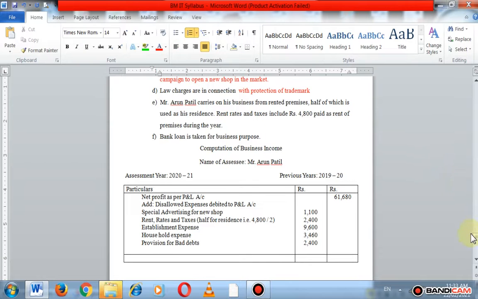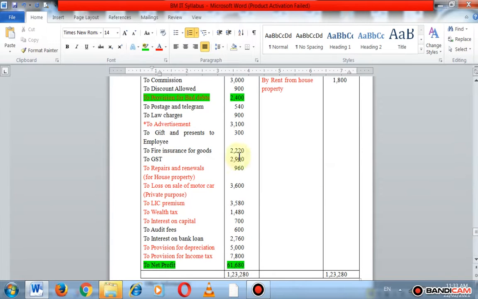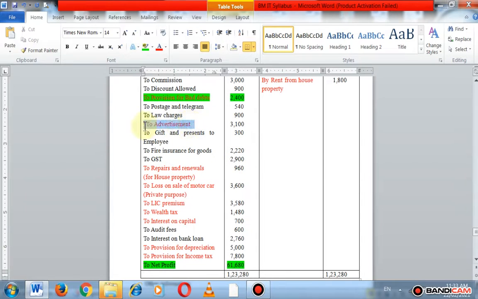Then find the expenses which are not related to business. So we already find out the expenditure which is not related to business, and only add these expenses in net profit. So for advertisement, we add 1100 in net profit, not 3100. Only the amount which is not related to business is added in net profit. So here 3100, of which 1100 is not business related, but the remaining 2000 is a business expenditure.